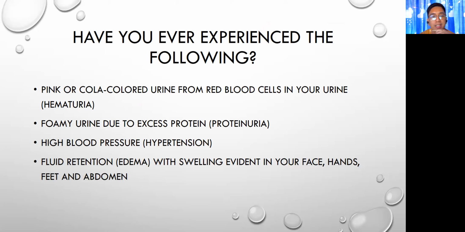The first one is a pink or cola-colored urine from red blood cells in your urine, known as hematuria. The next one is a foamy urine due to excess protein, known as proteinuria. Have you also experienced having high blood pressure or hypertension together with this hematuria and proteinuria? And of course, the fluid retention or the edema, with swelling evident in your face, hands, feet, and abdomen.